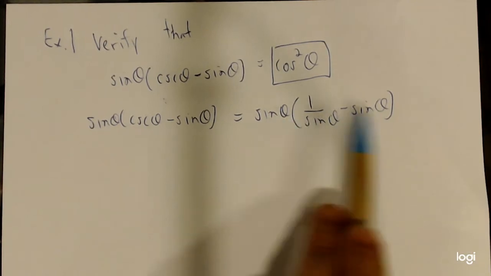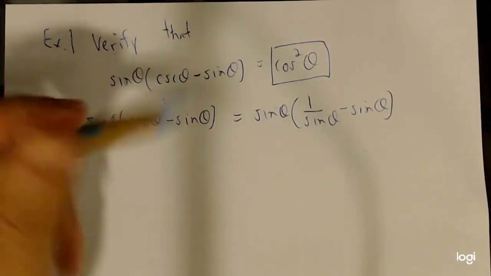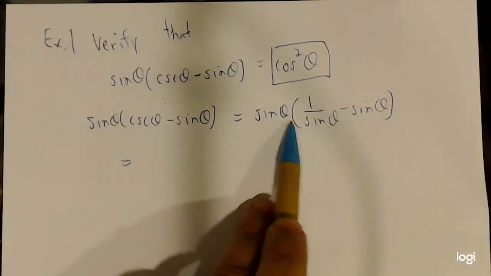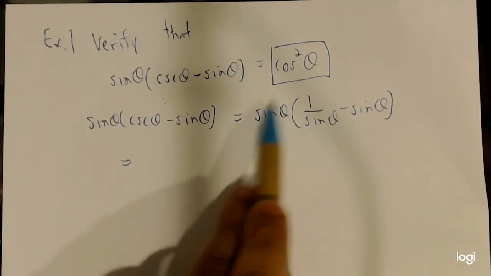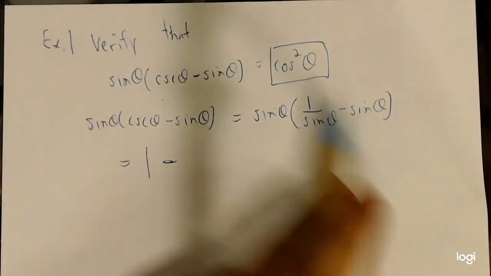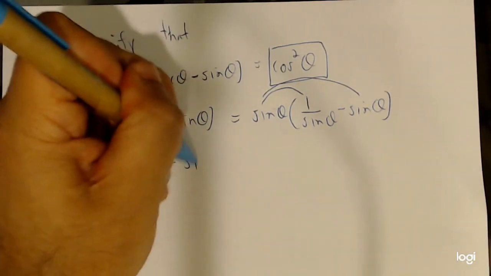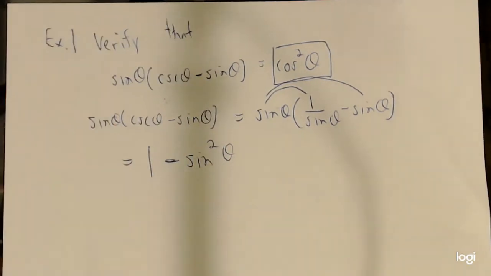I could distribute this sine. And what happens when I multiply this sine to the 1 over sine? The sines cancel out. So I get sine theta times 1 over sine theta, that becomes sine theta over sine theta, which is 1, minus sine theta times sine theta, right? I'm just distributing. Sine theta times sine theta is sine squared theta.